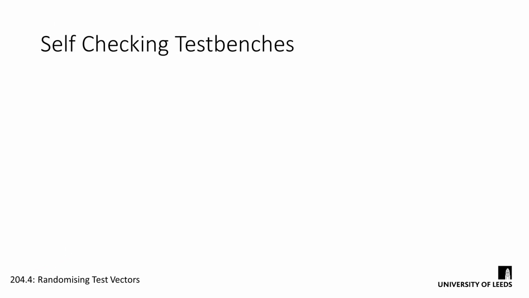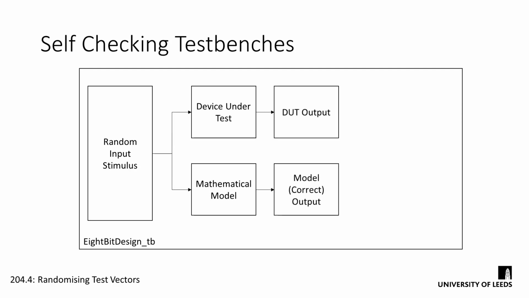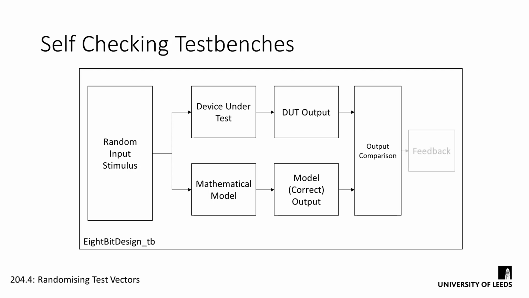By tapping into some more behavioural Verilog, we can start to work towards developing self-checking test benches. For these simplistic designs, we can quickly develop mathematical models of our devices under test and what they should be doing. We can apply our random test vectors to both the device under test and the model in parallel, and compare the outputs to check if our design works correctly. This, of course, depends on our mathematical model being correct, so we have to pay close attention to what we're actually implementing.